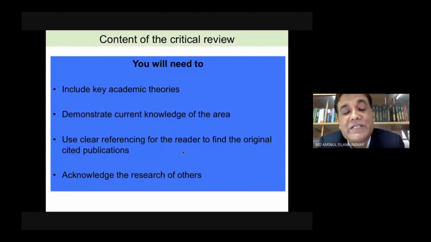Students doing a PhD or master by research, many will come and tell me, I cannot find any theories related to my research. I say, that is impossible. There are so many theories. So you have to see how you can connect those theories to your research.